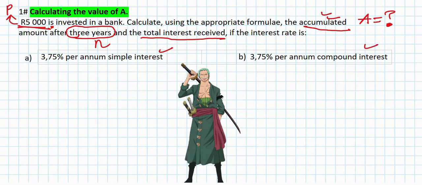So what they are looking for, they are looking for the accumulated amount, number 1. Number 2, they are looking for the interest received. So if this person is investing 5,000, how much more money will they gain on top as a form of interest? All right. So now let's do that quick.